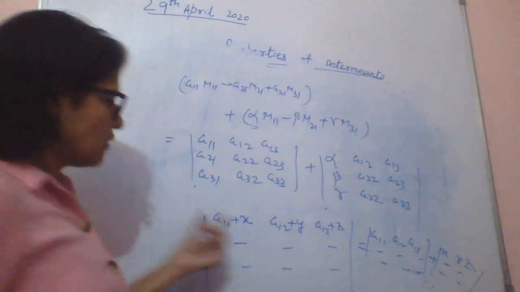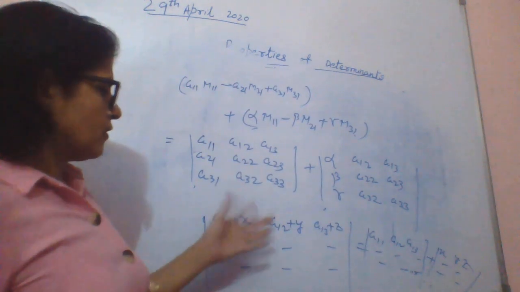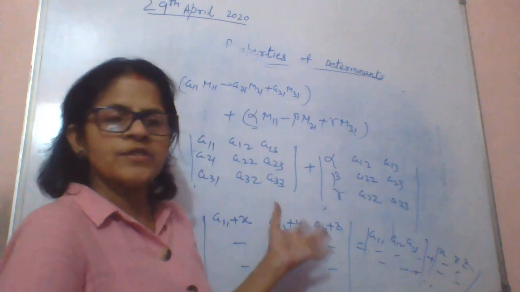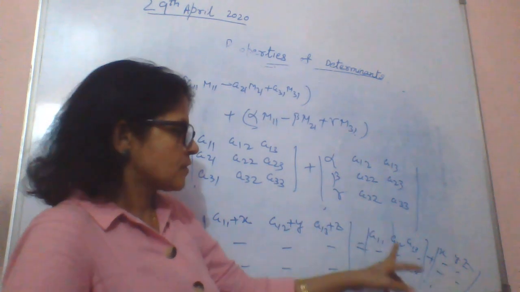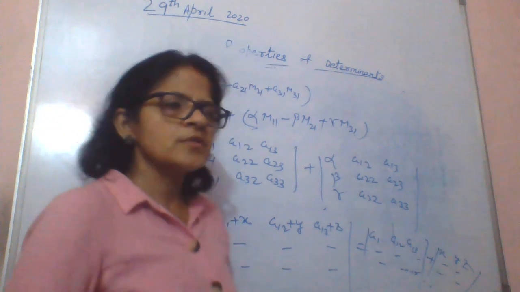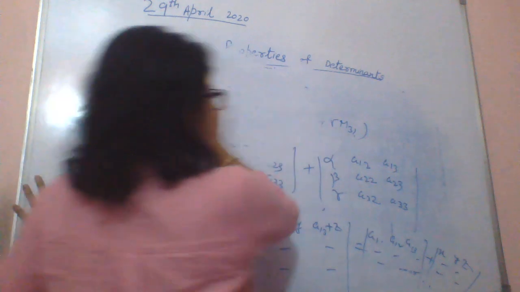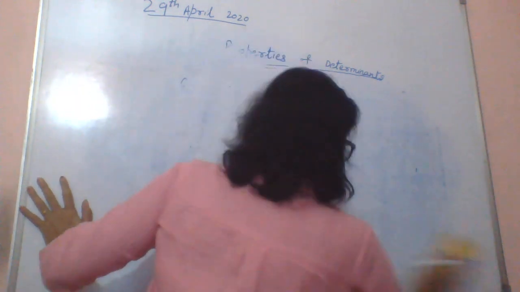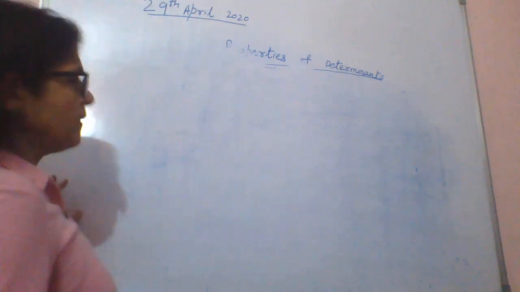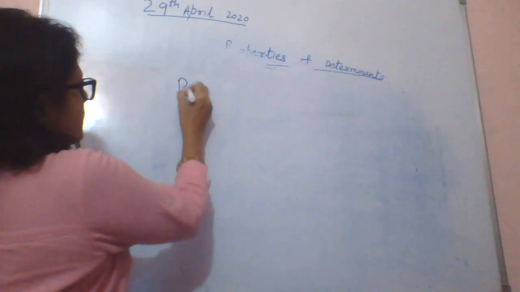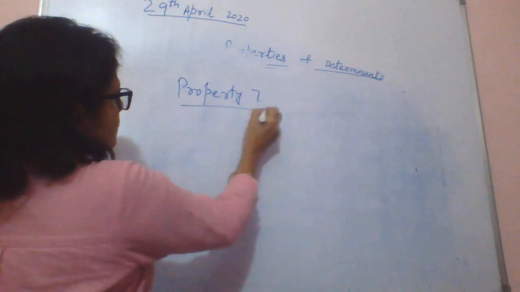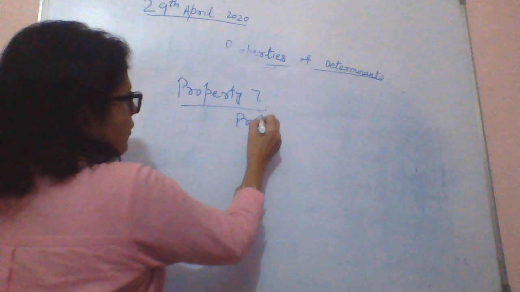That means basically you have to see which row or column elements are the sum of two terms. Accordingly, the determinant will be split into the sum of two determinants. Okay, now very important, almost the last property, property number 7, property of invariance.